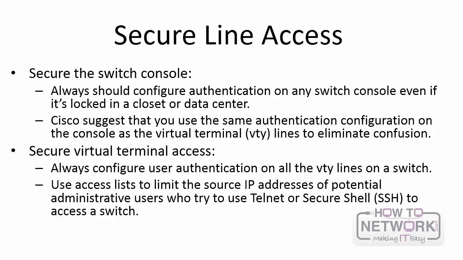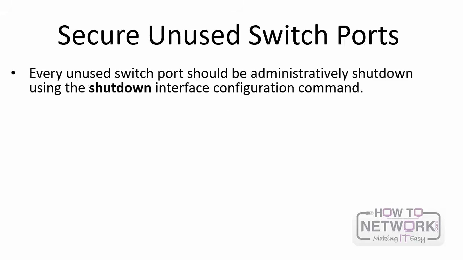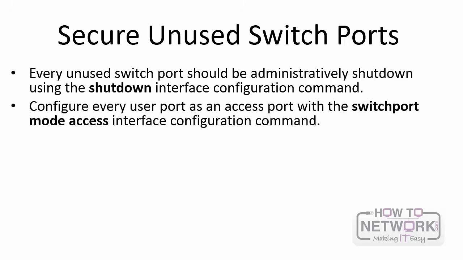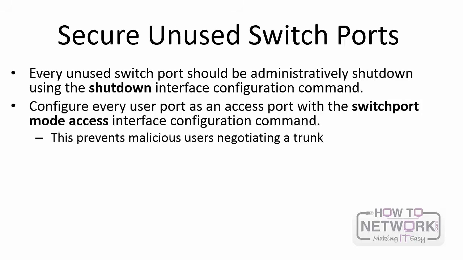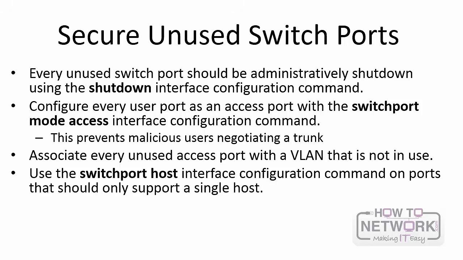Cisco suggests that you secure unused switch ports by first shutting them down. Anything that's not used should be disabled, and you can do that with the shutdown interface command. You should also configure every user port as an access port with the switchport mode access command. And you should strongly consider using a VLAN that is not in use for those ports, just in case those ports are brought up by mistake and that someone does connect into your network. If they're on an isolated VLAN or an invalid VLAN, they would be able to do no harm.